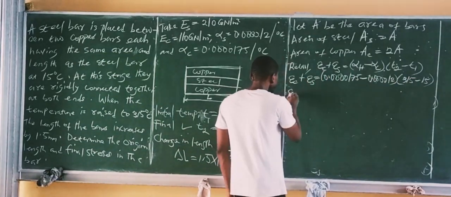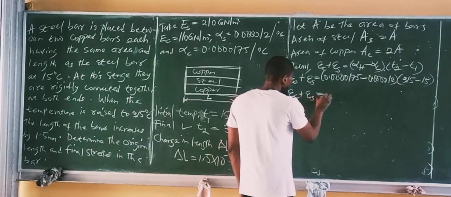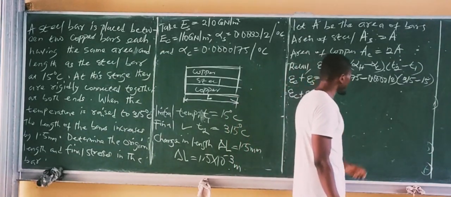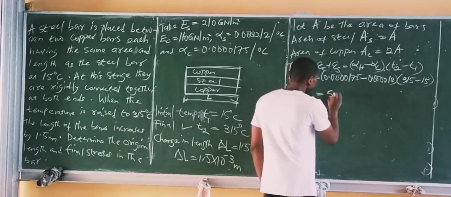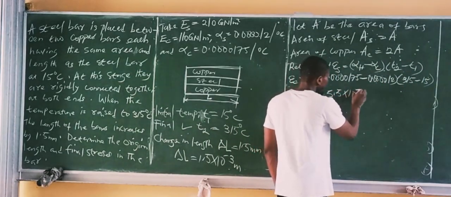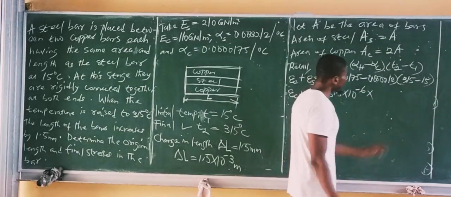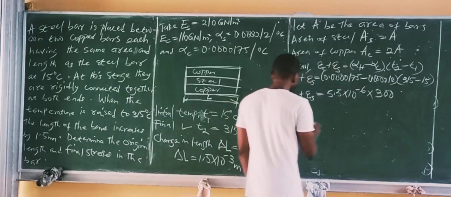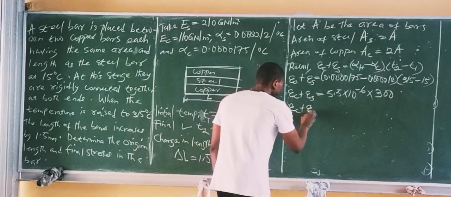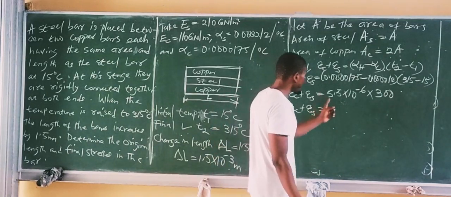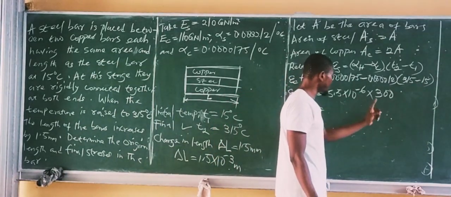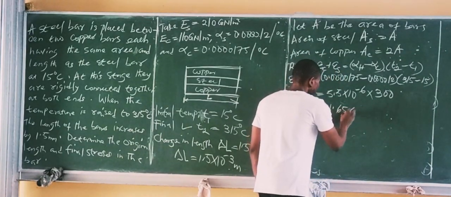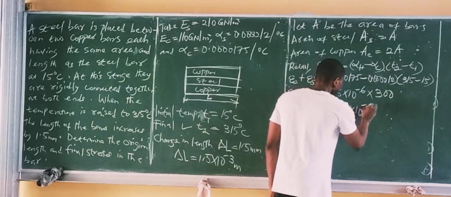So EC plus ES is now equal to 0.0001755 minus 0.000012, which gives us 1.55 by 10 to the power of minus 4, times 315 minus 15, which gives us 300. So the strain of copper plus the strain of steel is equal to 1.55 by 10 to the power of minus 4 times 300, which gives us 4.65 by 10 to the power of minus 2.